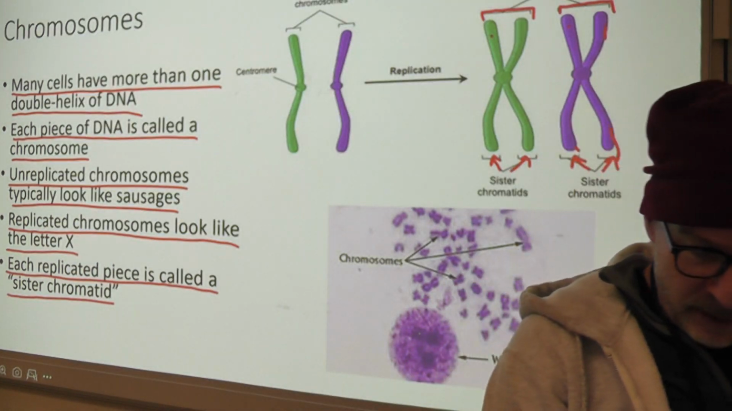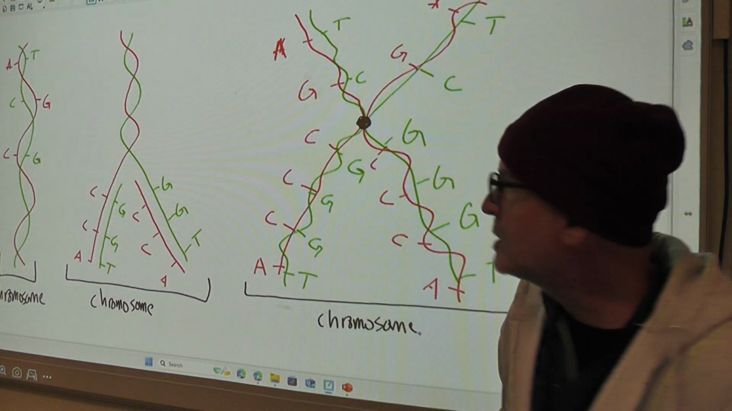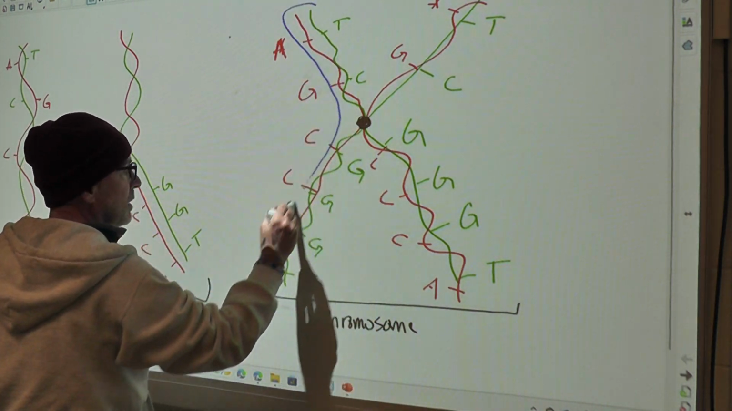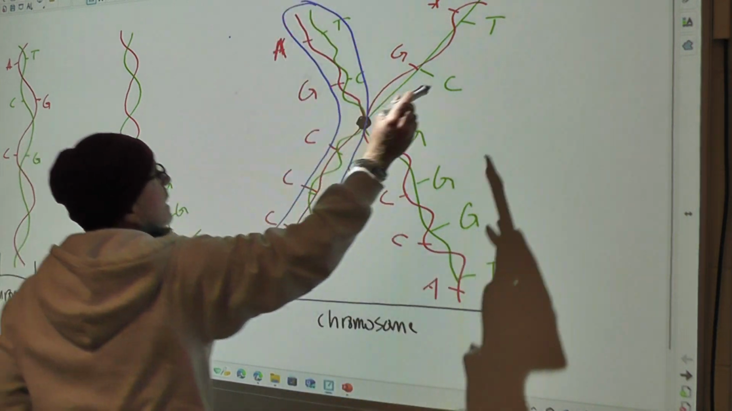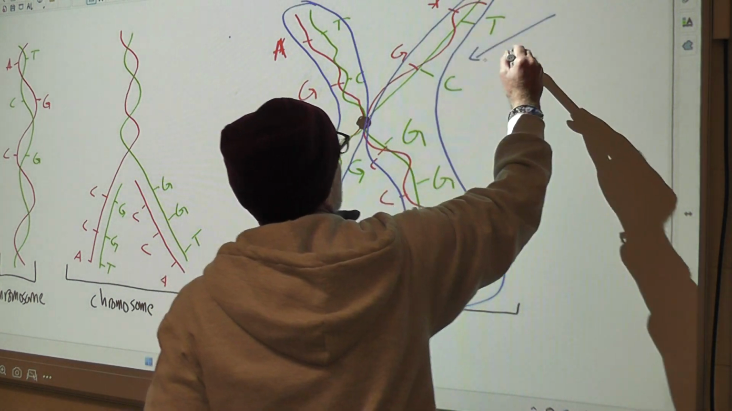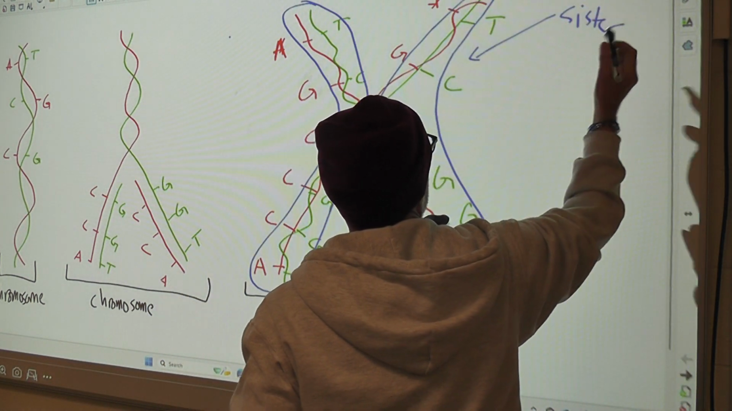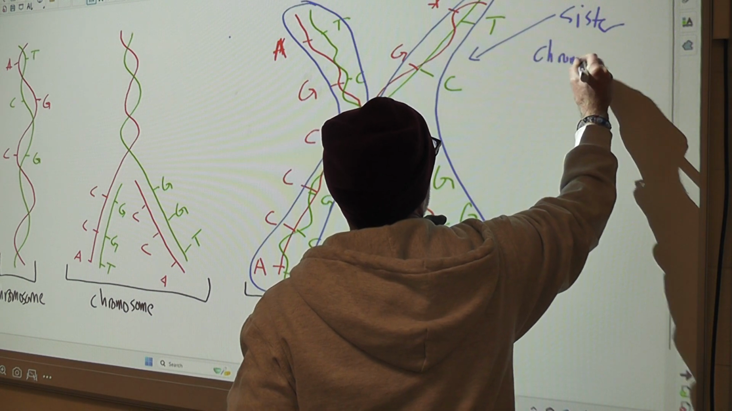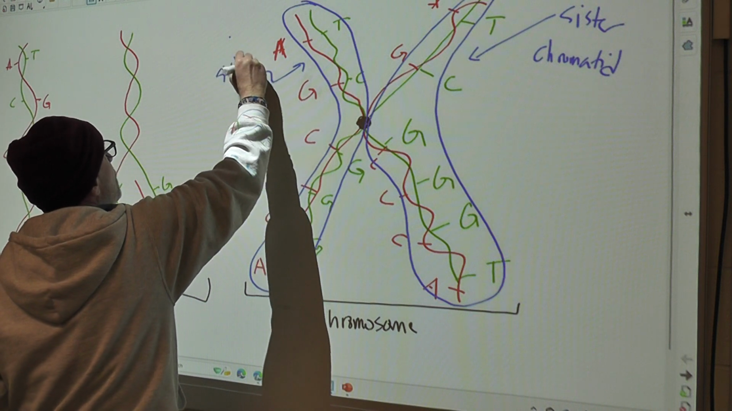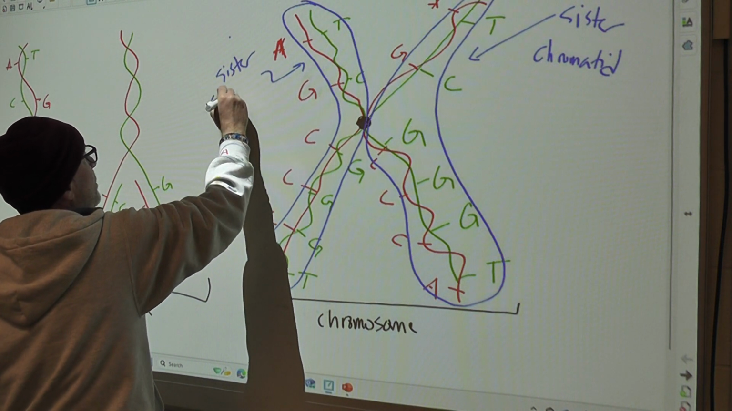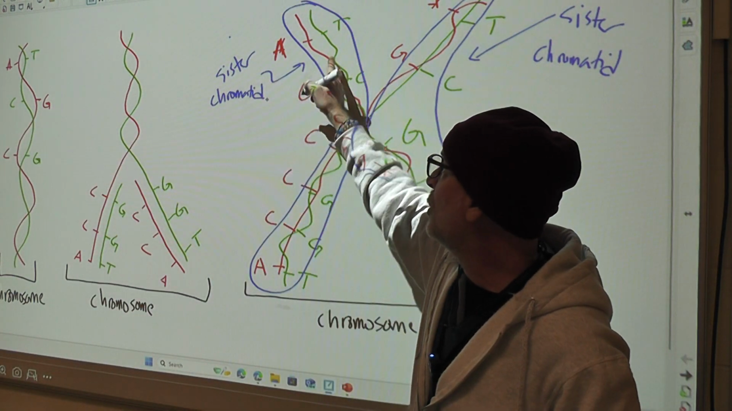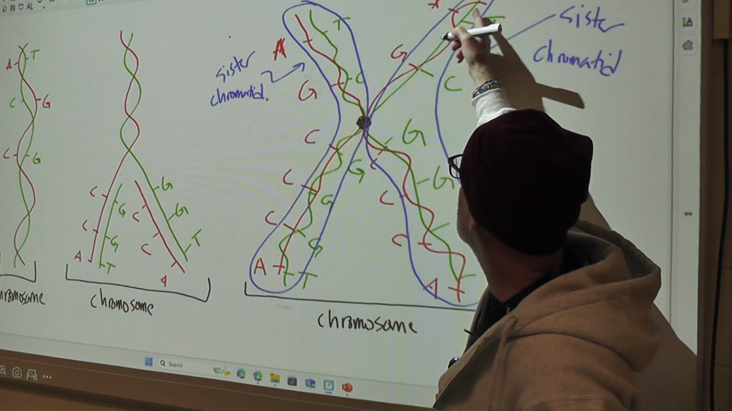When you look at my diagram, these are the sister chromatids. This is one sister chromatid here, and here's the other sister chromatid here. Each sister chromatid consists of 2 strands of DNA that are complementary to each other, hooked together in a double helix. This sister chromatid is identical genetically to this sister chromatid.